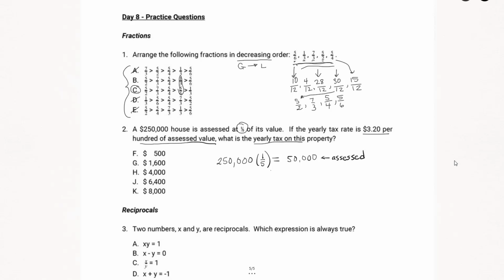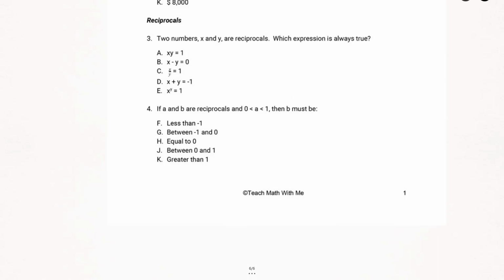So we have to take this $50,000 per 100. How many 100s are in 50,000? Again, you can do this by hand or plug it into your calculator. You're going to get 500. So you're going to be taxed $3.20 for this $500 amount. And when you multiply that by hand or with your calculator, we get 1,600, which is answer choice G.